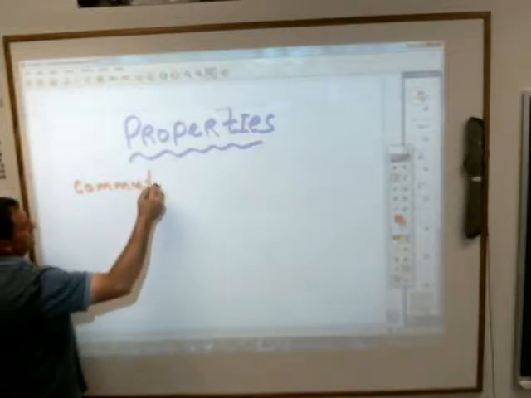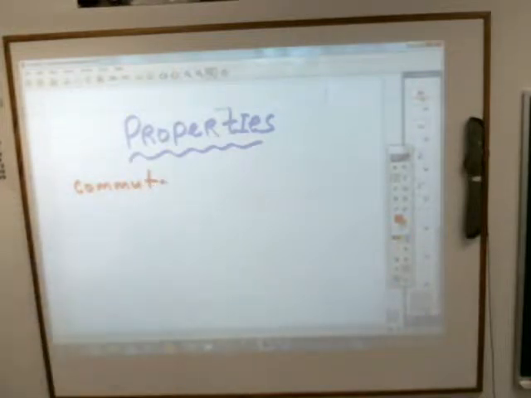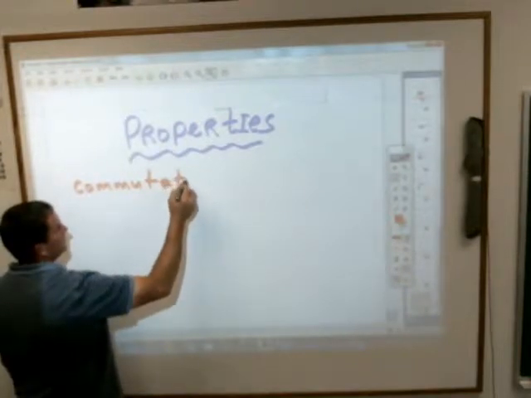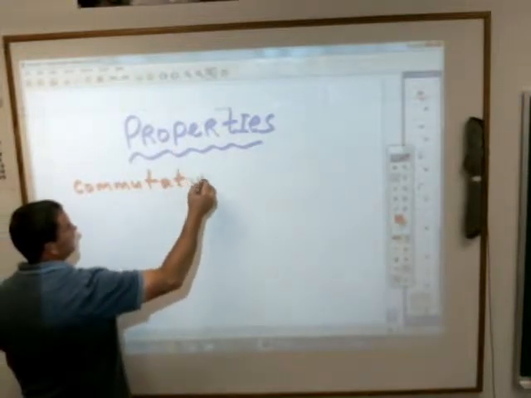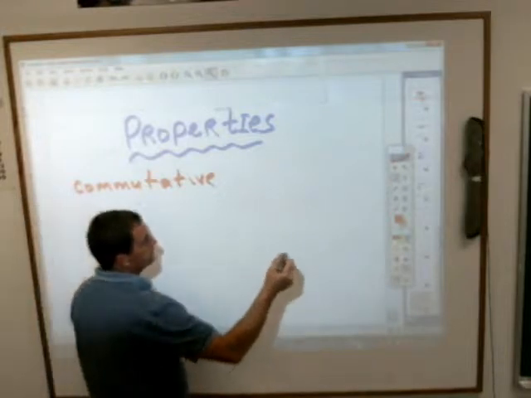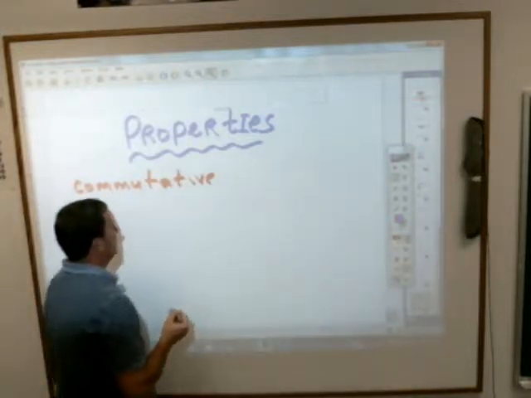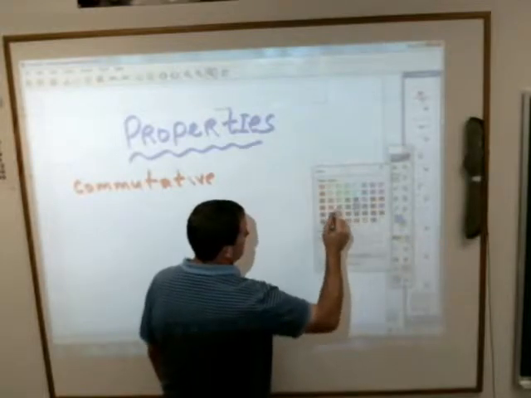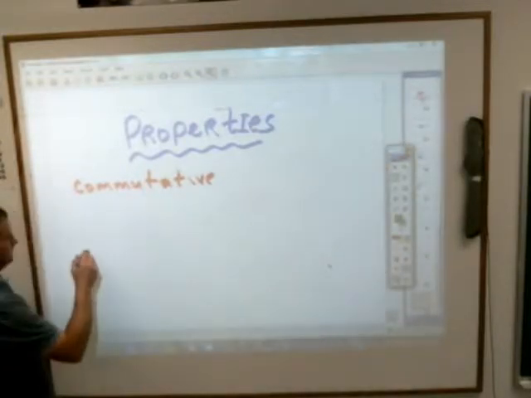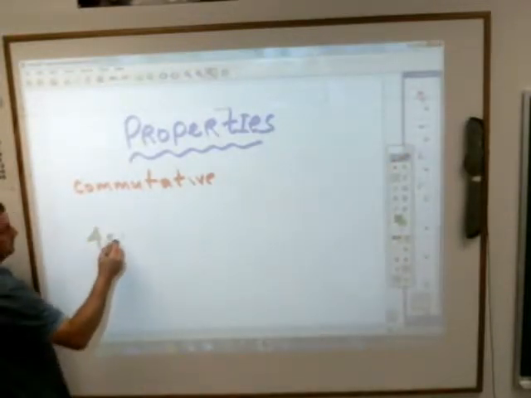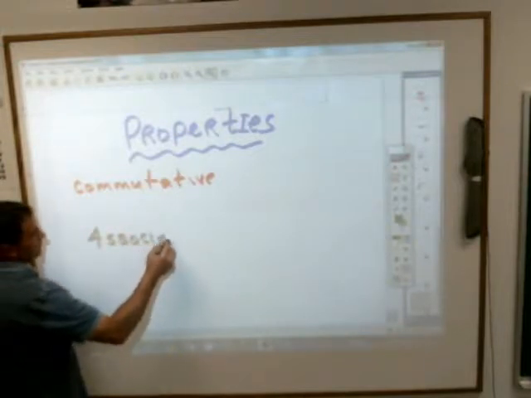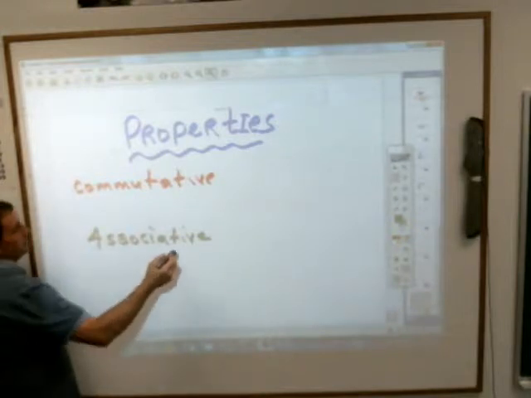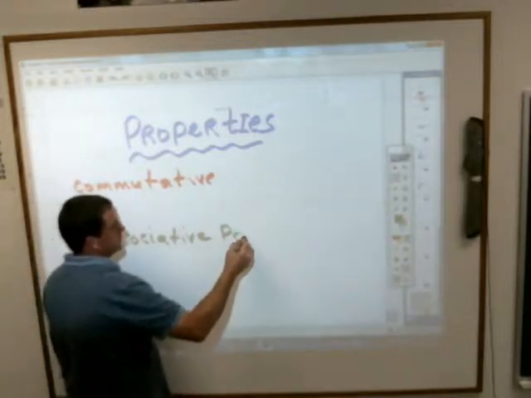Commutative. Make sure I spell it right. Commutative property. And the other one we're going to look at probably a little bit more in depth than the others is the associative property. Commutative property, associative property.